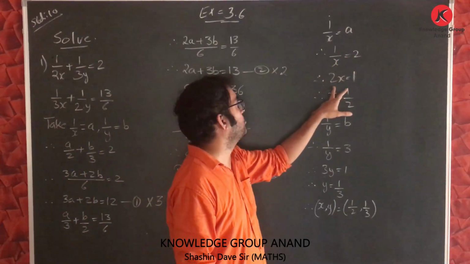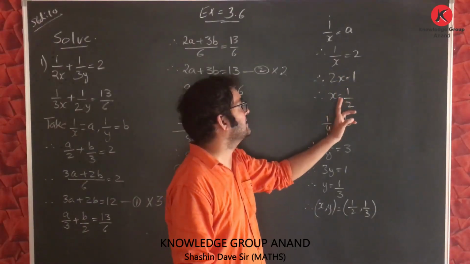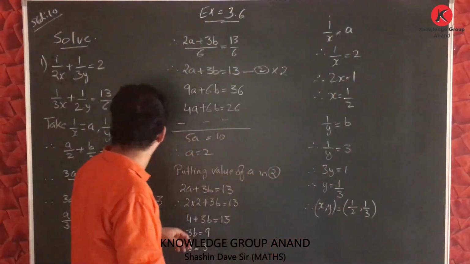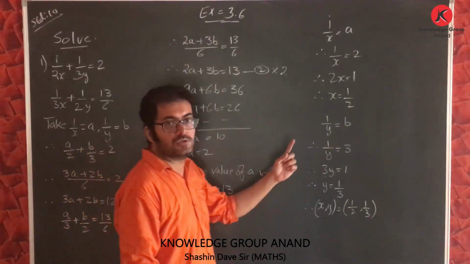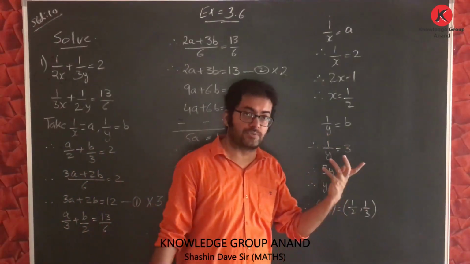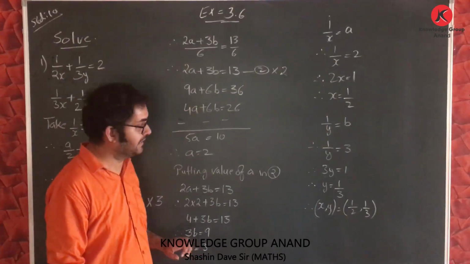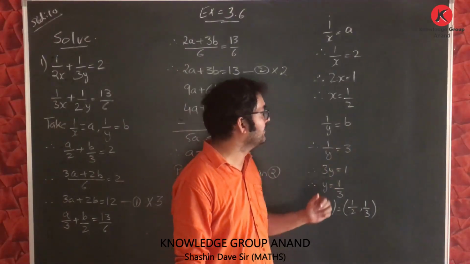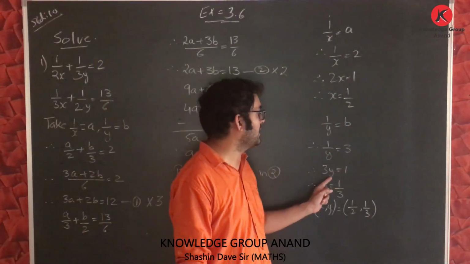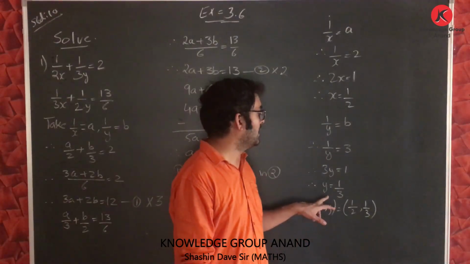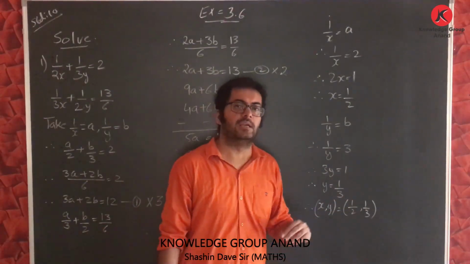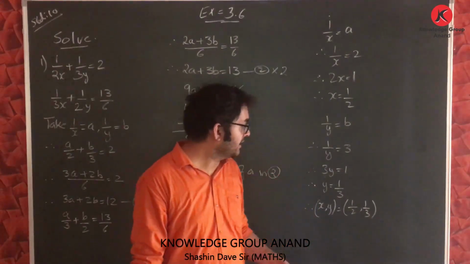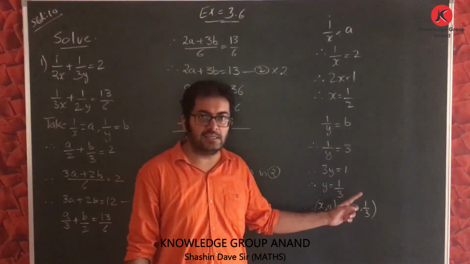When we cross multiply, I have 2x is equal to 1. That means x is 1 by 2. Similarly, to get the value of y, we will move to the second assumption. That is 1 upon y is equal to b. What was value of b? Value of b is 3. So instead of b, I put 3. So when I cross multiply, I have 3y is equal to 1. That means now value of y is 1 upon 3. So dear friends, our final solution set xy will be 1 by 2, 1 by 3.